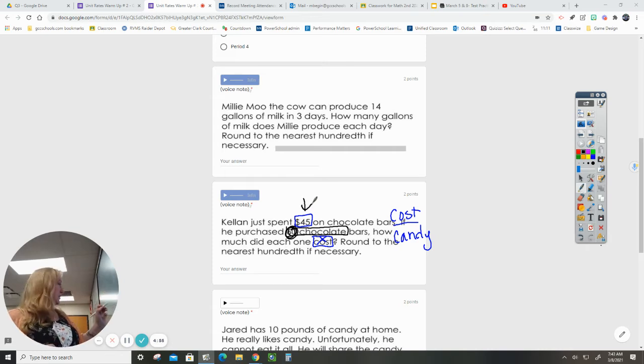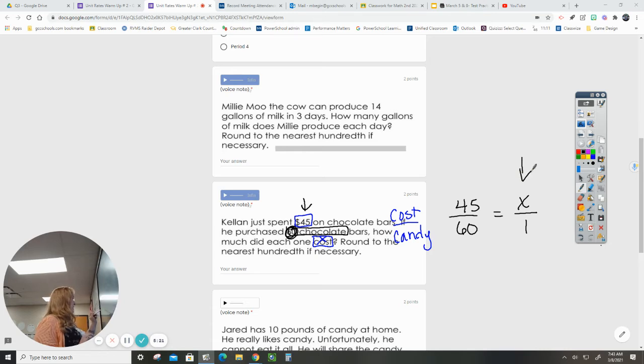So 45 candy bars cost... nope. See, I was getting ready to do it again. 60 candy bars is $45. One candy bar is unknown. So the mistake that I made was here. I had that side upside down. And so I was logically thinking, okay, that doesn't make sense. It shouldn't be more than $1. It should be less than $1.